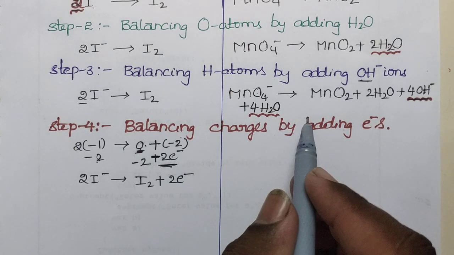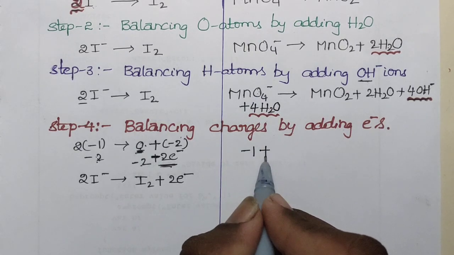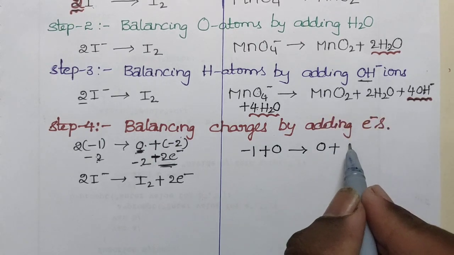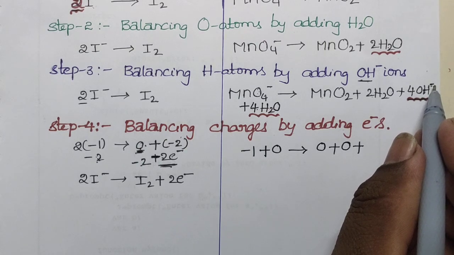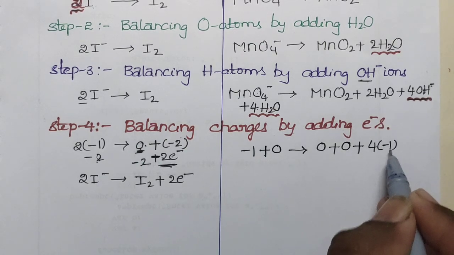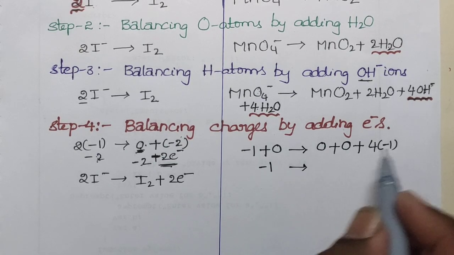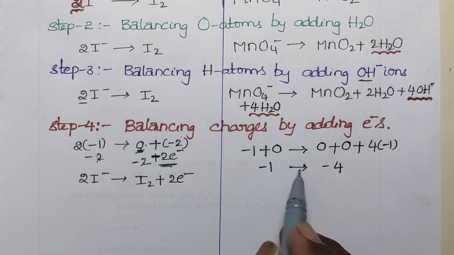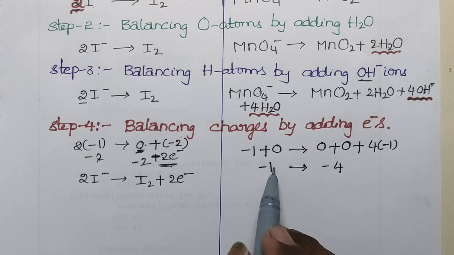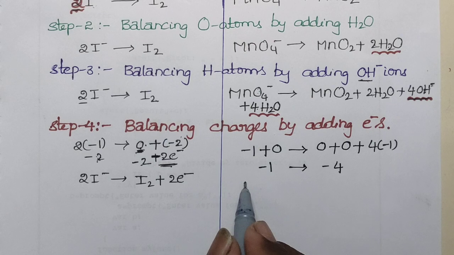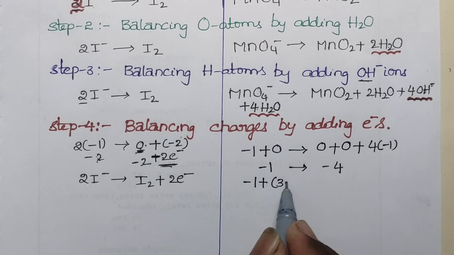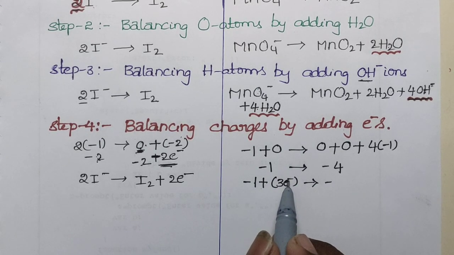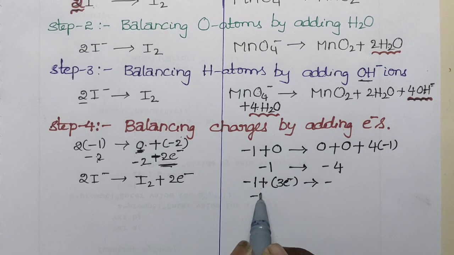Similarly, if we calculate the charge for this: MnO4 -1 plus 4H2O, charge is 0, gives rise to MnO2 0, 2H2O there is no charge 0, plus 4OH -1, so 4 into -1 plus 0. -1 gives rise to -4. We need to make -1 into -4. Since the electron's charge is minus, we add 3 electrons to the -1. That means there are 3 electrons on the left side, so -1 plus -3 gives rise to -4.